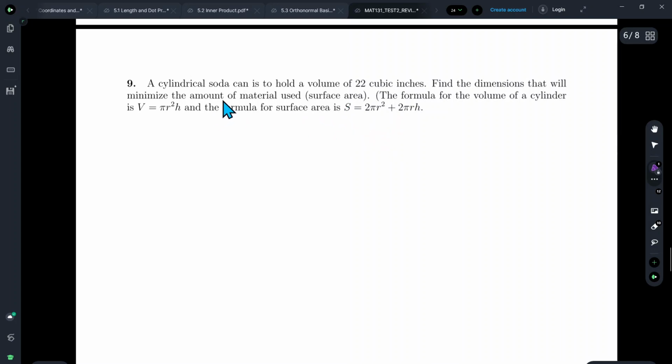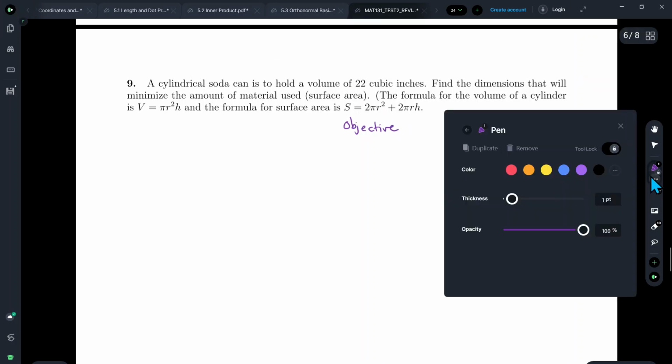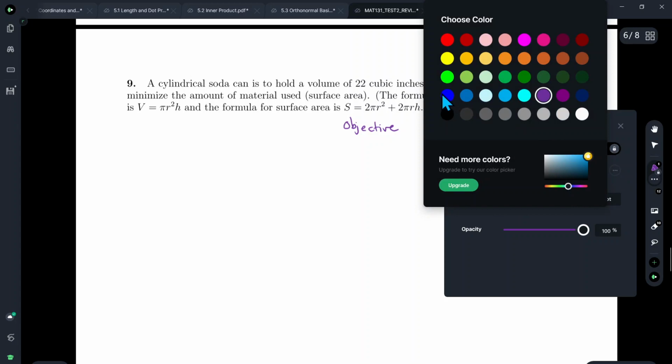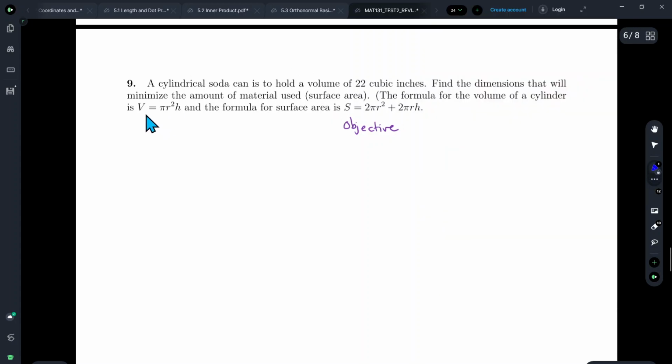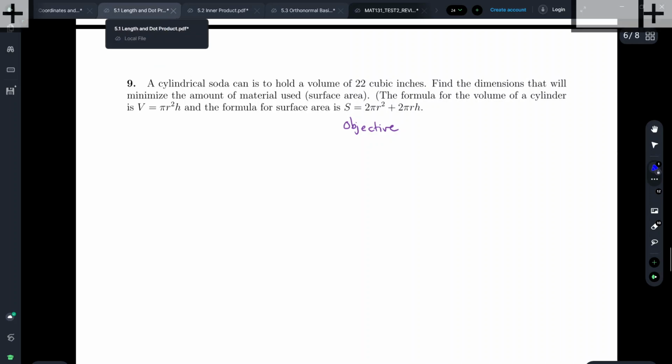So in an optimization problem, one is going to be the objective function and the other is going to be the constraint equation, right? So what quantity are we trying to calculate? We're trying to minimize the amount of material used, which is represented by the surface area, right? So the quantity we're trying to calculate tells us the objective. So in this case, it's going to be the surface area. So that's the objective, and then the constraint will be the other quantity, which in this case is going to be the volume.